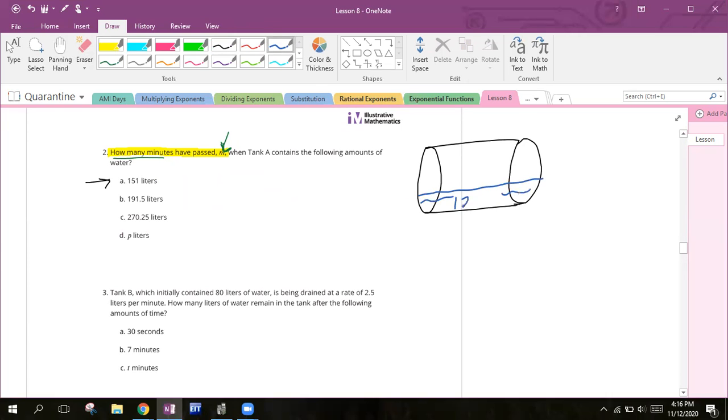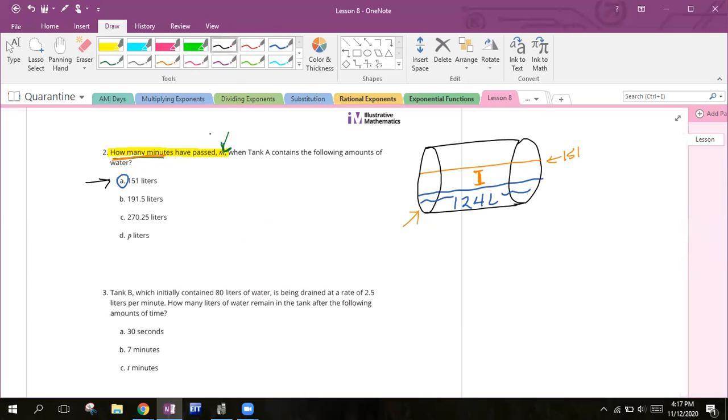So we know we started out with the 124 liters of water. Okay, well, according to A, we now have 151 liters total. So we've got to figure out how long it took basically to go from here to here, because that's when the time started and that's what we're solving for, how many minutes. But we can't forget about, once again, that 124 we started with.